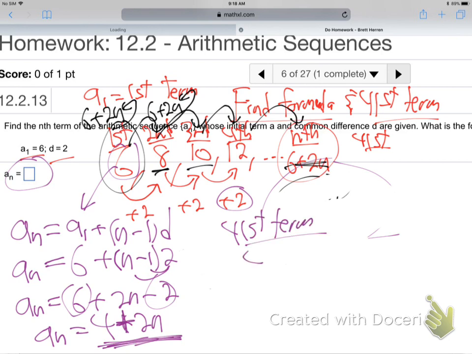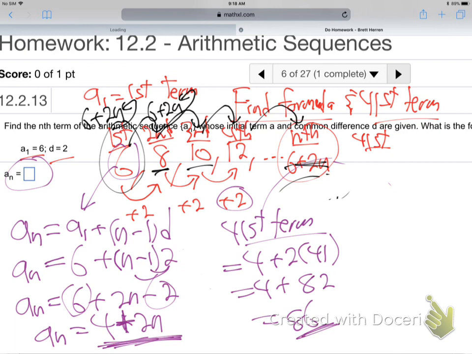How do we find the 41st term? You just plug in 41 for n and see what you get. And that'll be 4 plus 82. So 86. There it is. 41st term is 86. We just jump right there.